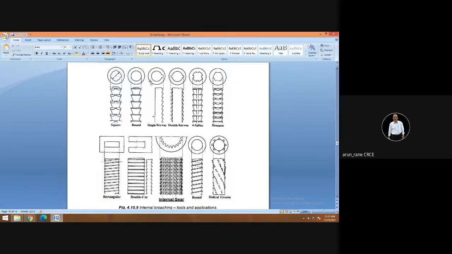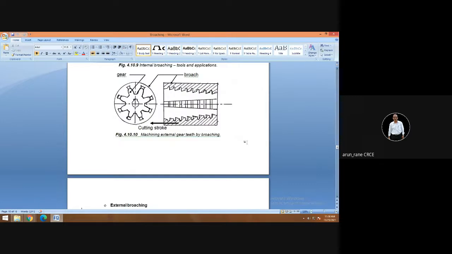Like I said, round, square, rectangular, you can also finish hexagonal holes. So hole means not only round. Holes need not be round. Holes can be square holes, rectangular holes, pentagonal holes, and even hexagonal holes. So hole does not necessarily have to be round, and broach again need not be round. You can have a square broach, rectangular broach, hexagonal broach, anything.